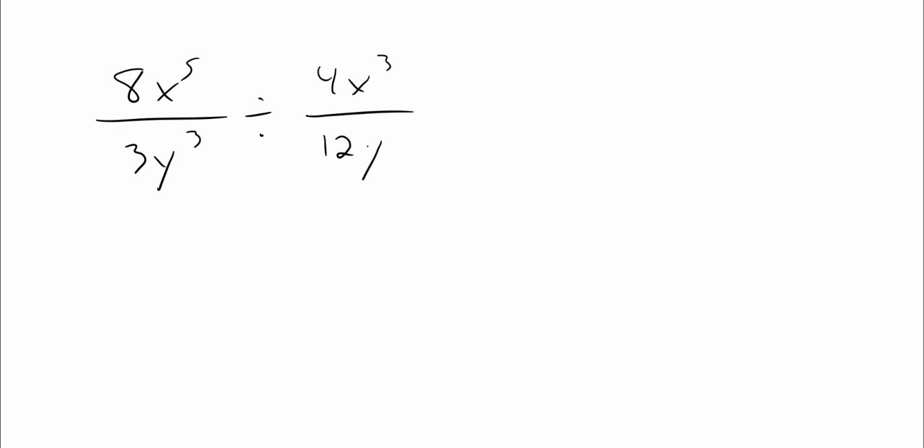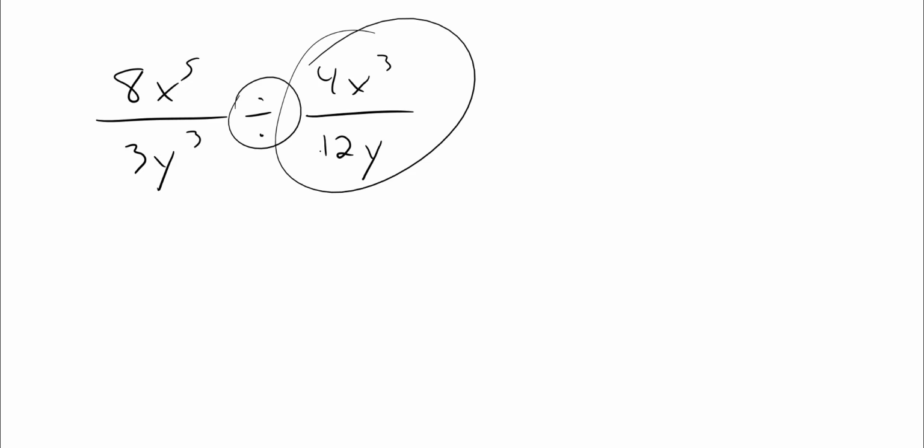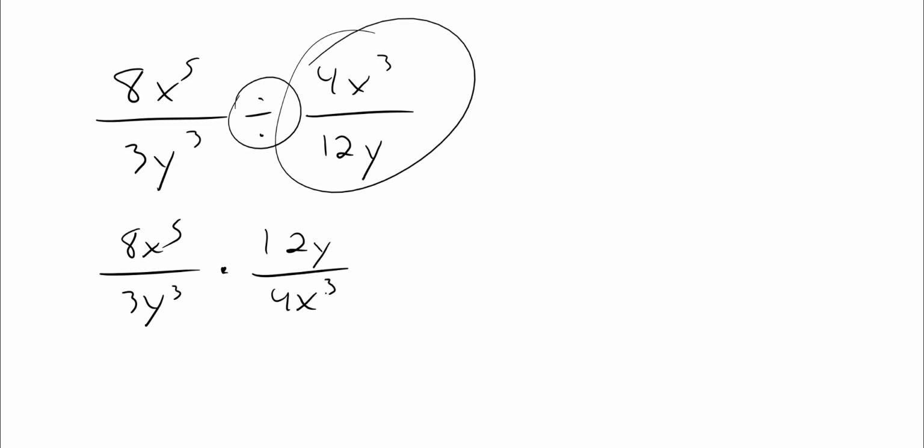Just to see this again, because it's on the homework tonight, if you see a problem like 8x to the 5th over 3y cubed, divided by 4x cubed over 12y, you guys really should know how to do this one. If you see a division sign, what do you do? You flip that. It's really easy. So it's 8x to the 5th over 3y cubed times 12y over 4x cubed.